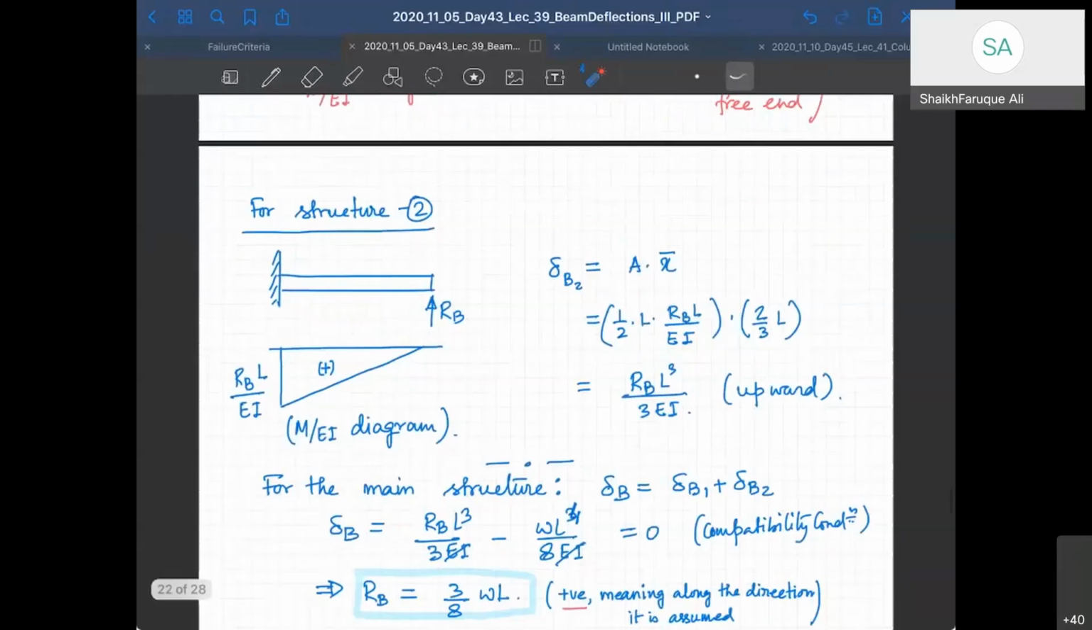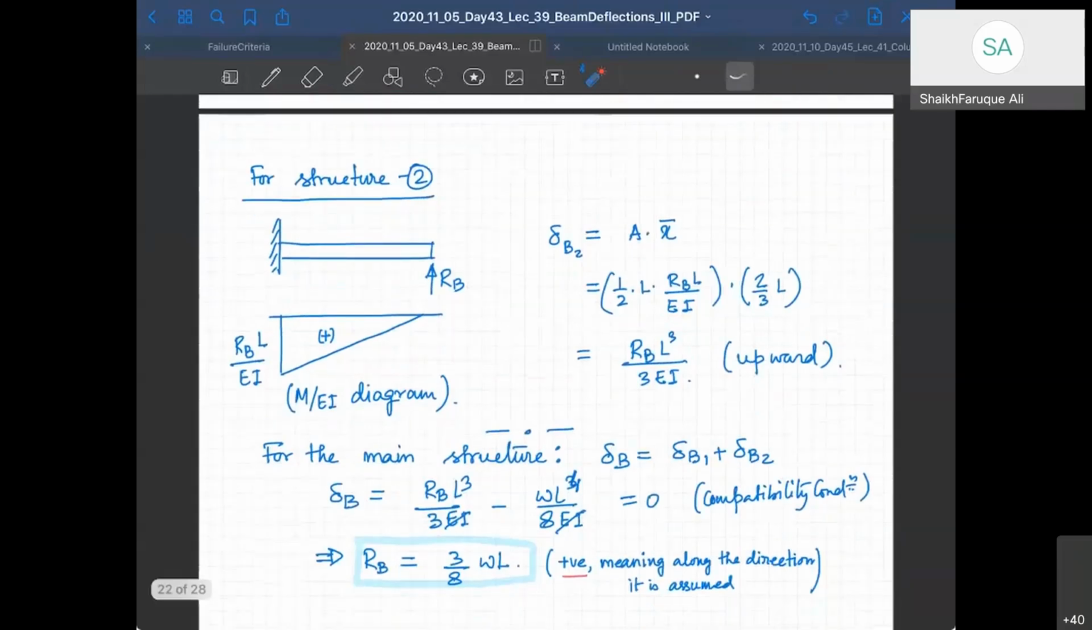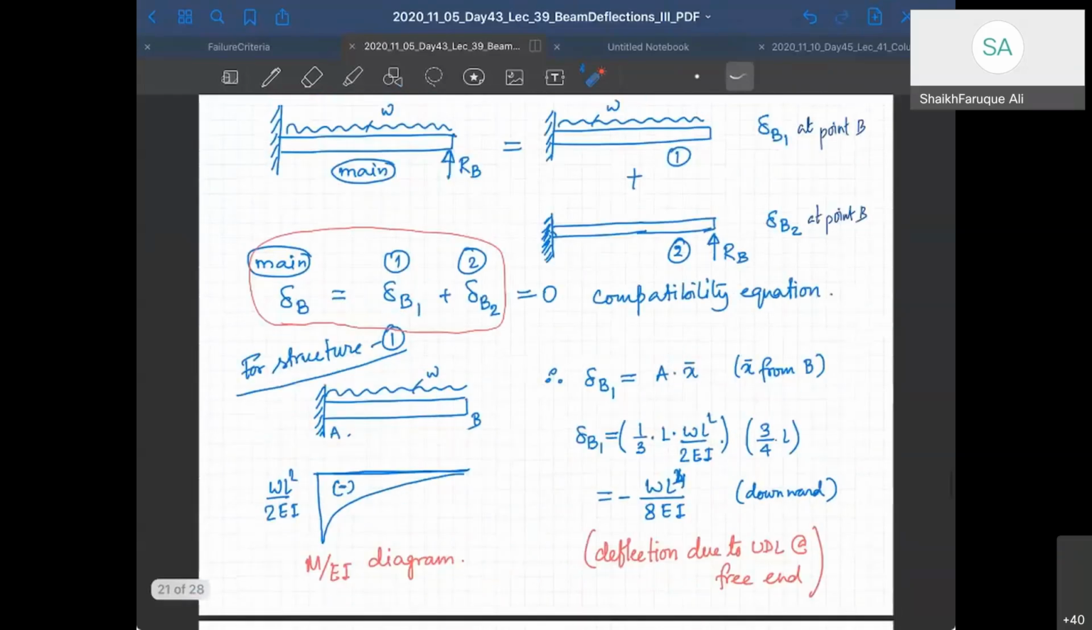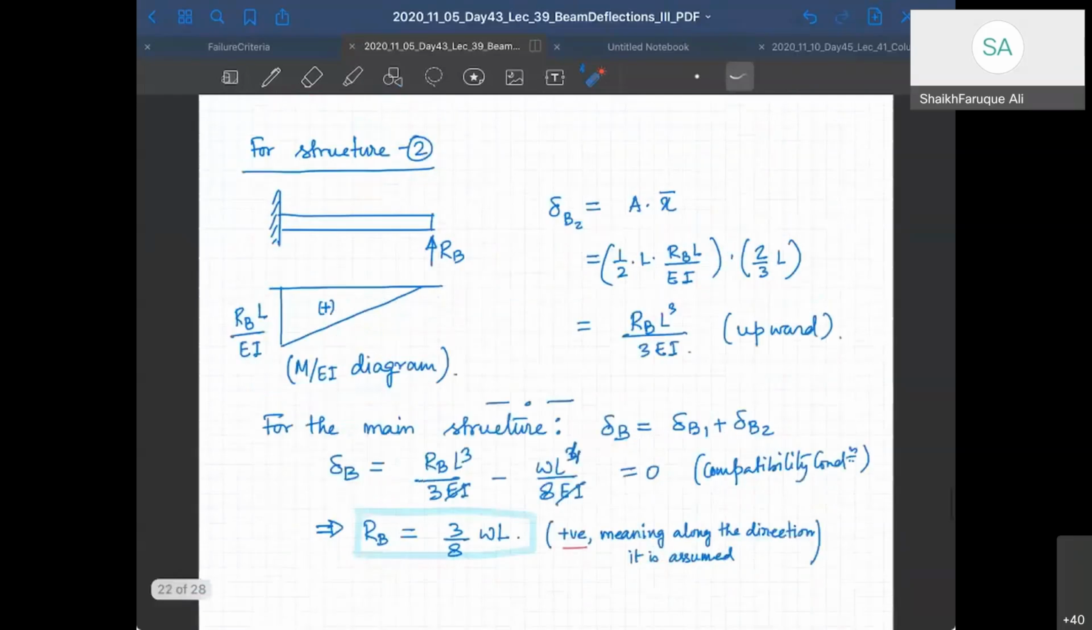Now we have the second structure to solve. The second structure is a cantilever beam with an RB load at the free end acting upward. So its bending moment diagram is going to be something like this. Remember that now this is positive bending moment. Earlier it was negative bending moment, because this is going to give us sagging deformation like this, right? So tensile at the bottom and compression at the top. So it's a sagging moment.